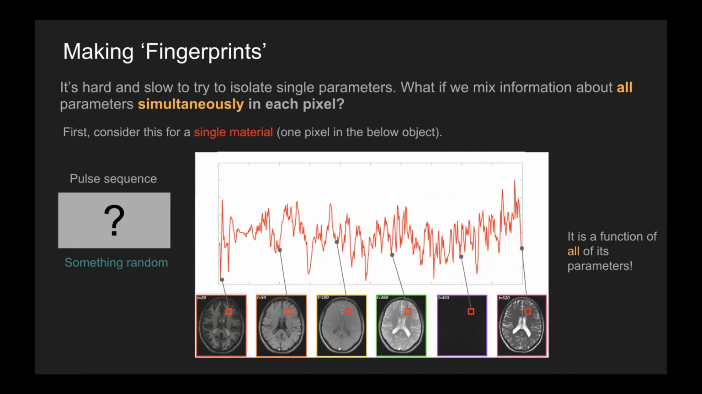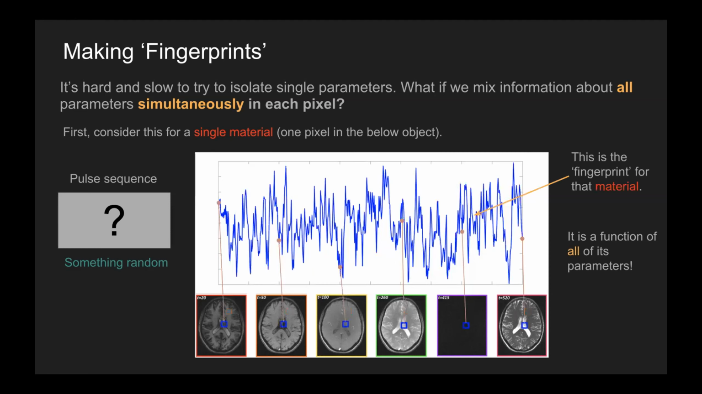But now look, if we track one pixel through this sequence of randomly weighted images, we're going to get something that looks random, right? But I would argue that this actually is a function of all of the MR parameters at that pixel. It has mixed up all this information. And so now if I were to move this pixel to a different location and to a different material with different underlying MR parameters, this squiggle changes, right?